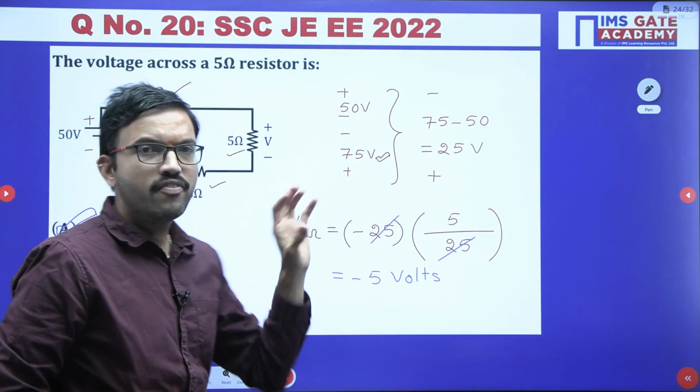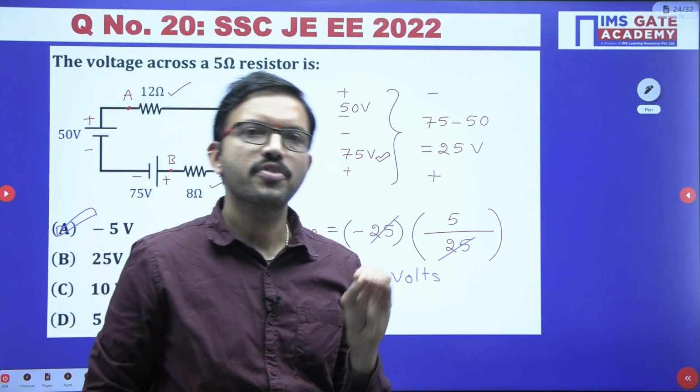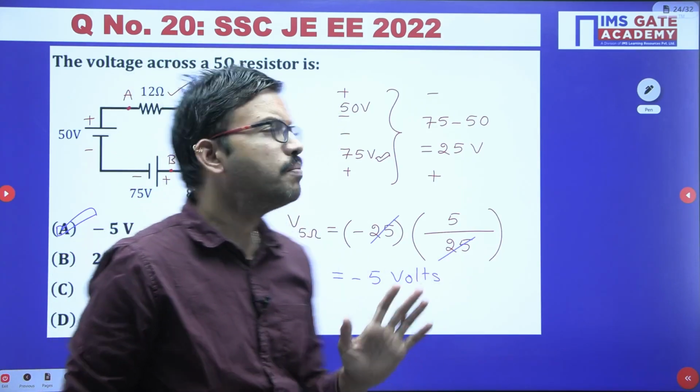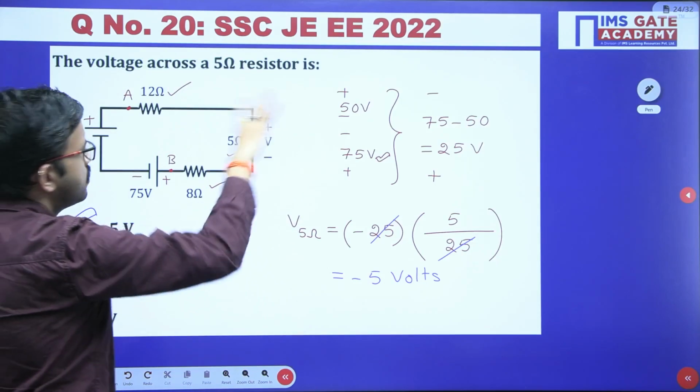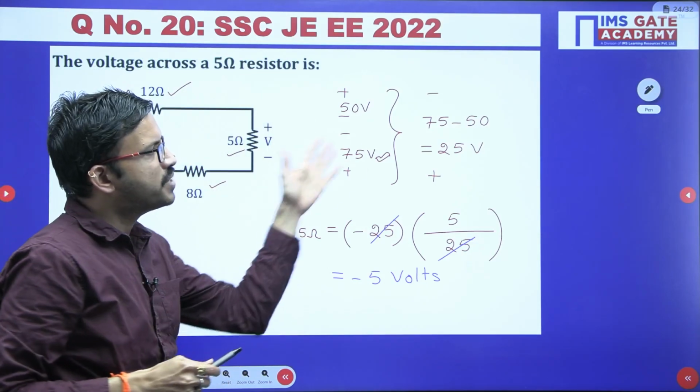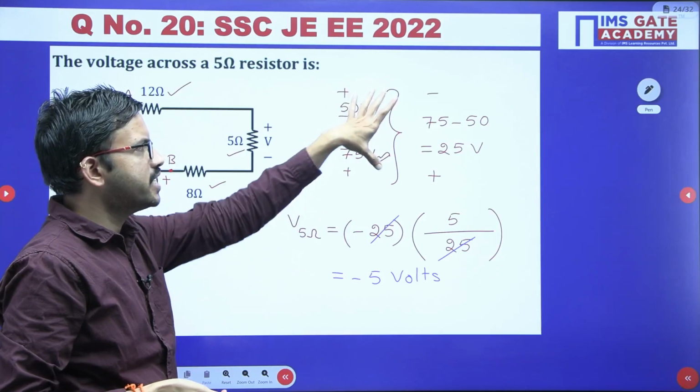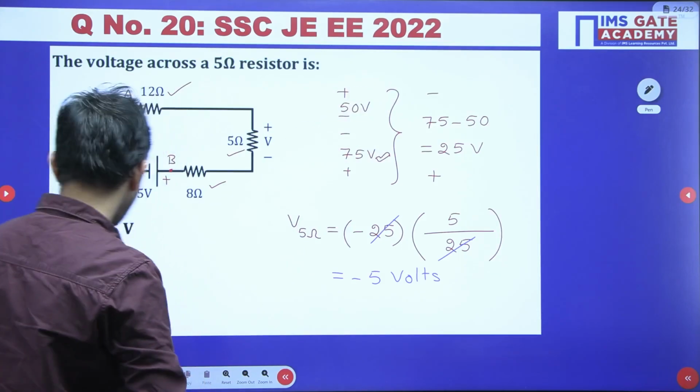In this way, wherever you are supposed to apply KVL, if you want, you can write the equation, but instead of that, you can write with the polarities. From there, you will be getting the same answer. In fact, you can take care about the sign also carefully.